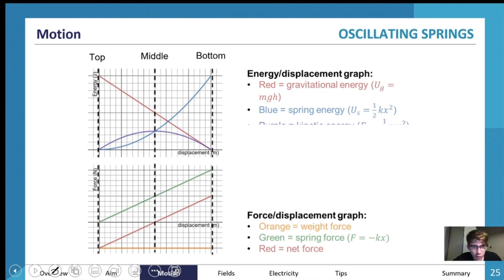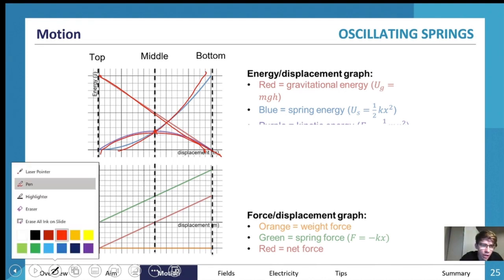Now the idea here, the cool thing about this is that, yes, this is gravitational potential energy dropping, elastic kinetic energy reaching a peak midway through, and elastic potential energy peaking out.